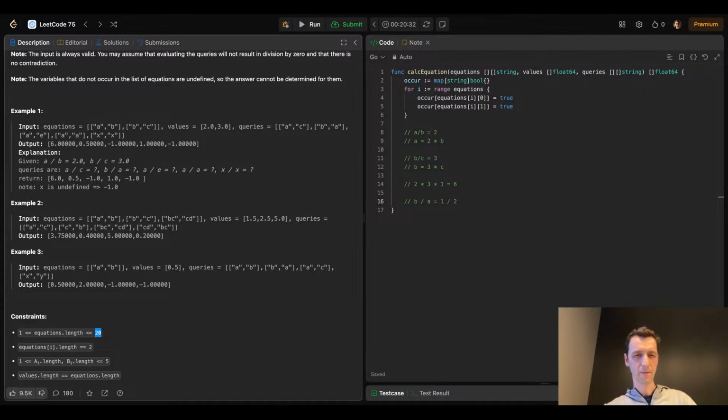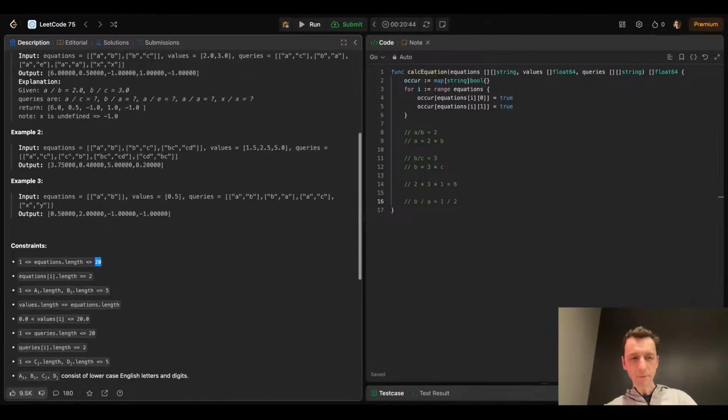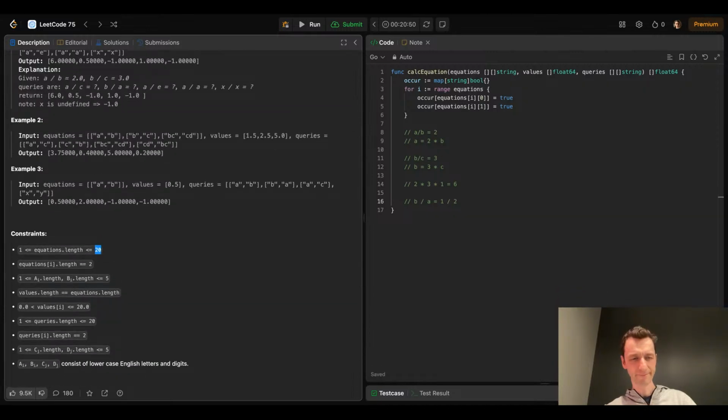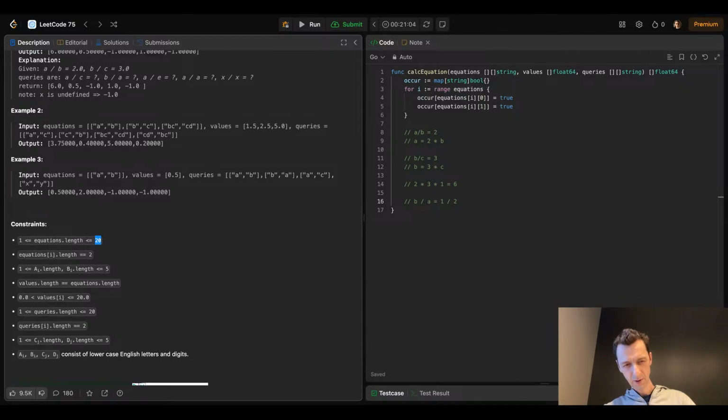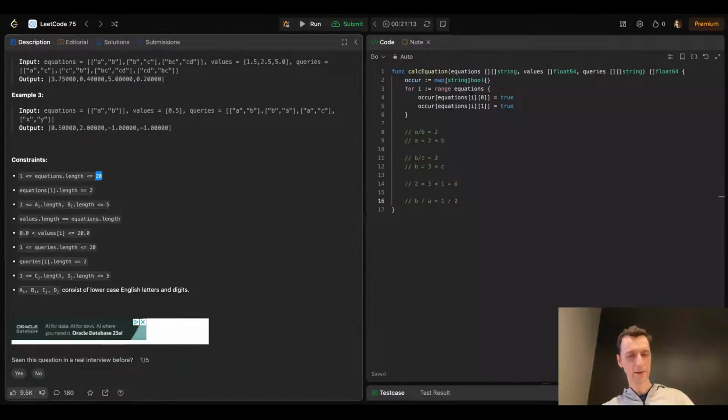There's up to 20 equations, up to 20 queries. Overall, the variables have their length, consist of lowercase English letters and digits. A, B, C, D consist of lowercase English letters and digits.